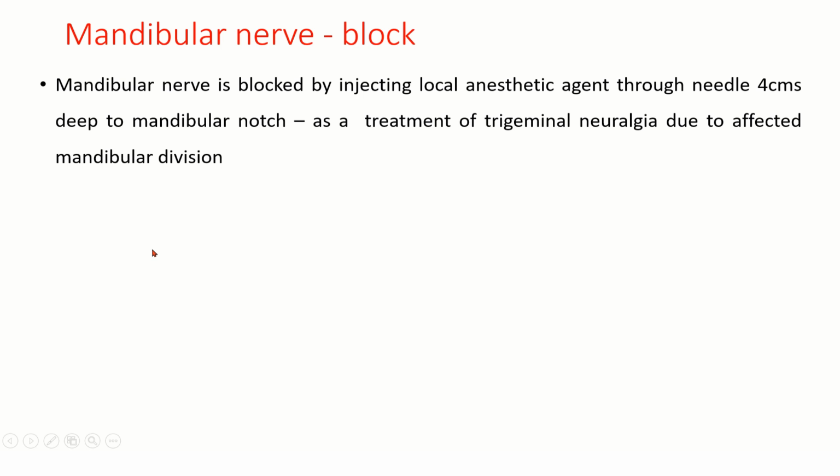So clinical aspect related to the mandibular nerve is the mandibular nerve block. So mandibular nerve is blocked by injecting local anesthetic agent through a needle 4 centimeters deep to mandibular notch, as a treatment of trigeminal neuralgia due to affected mandibular division.